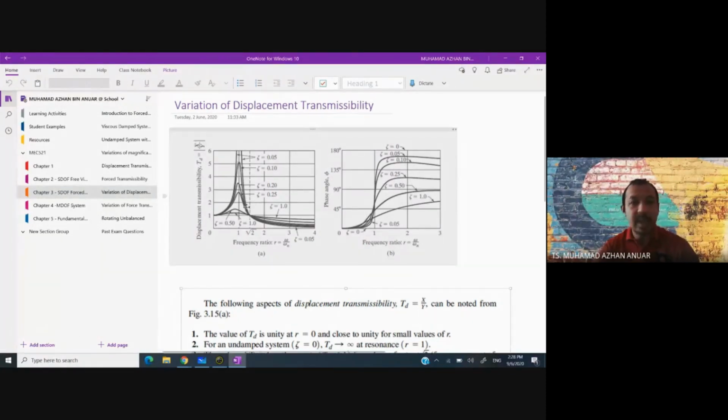Okay, but be careful, at these two regions. On the right hand side, if you increase the damping, you increase TD. But on the left hand side here, if you increase the damping, you decrease the TD. So be careful when designing the systems. Okay, so that is the TD.